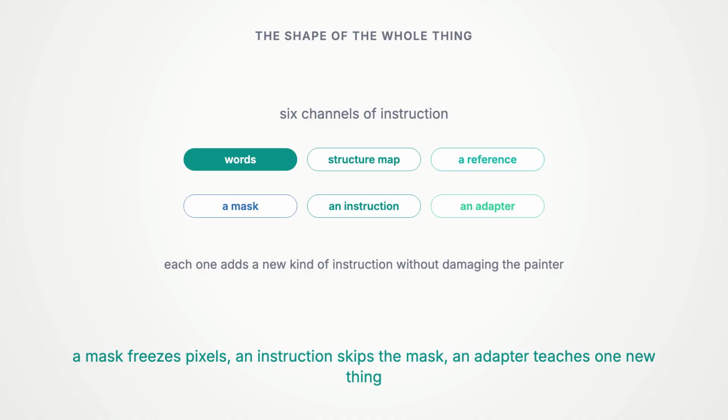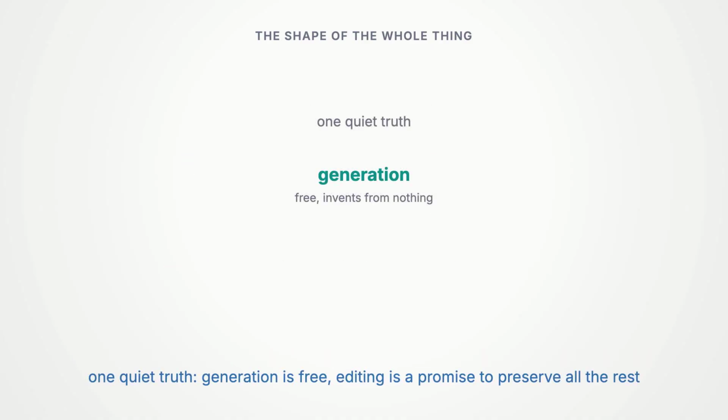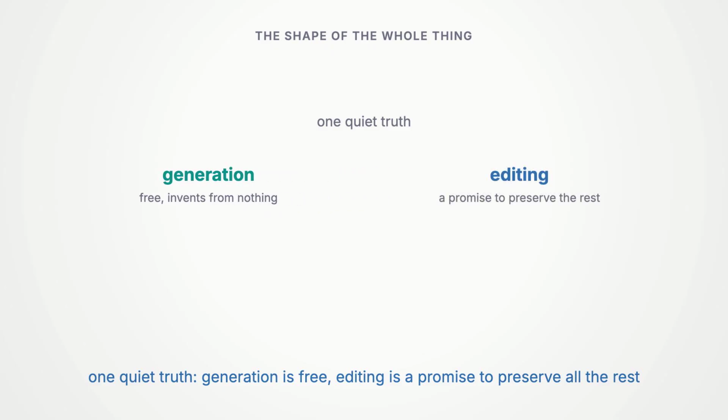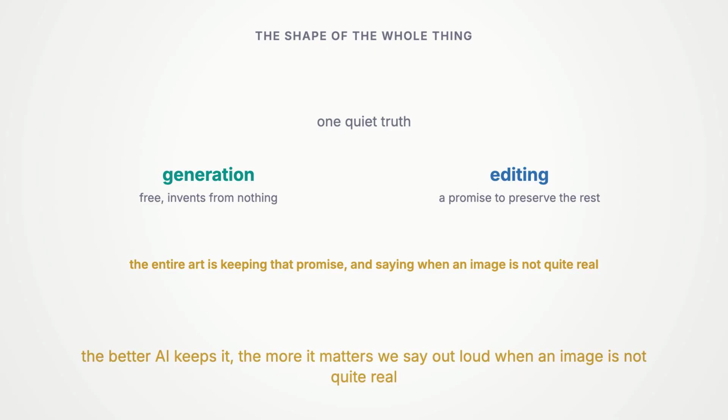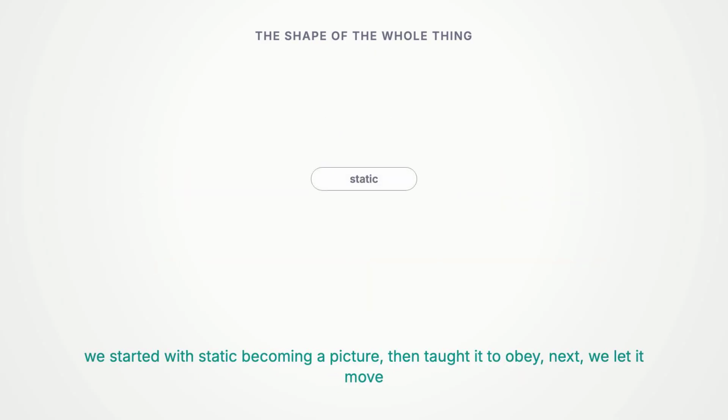Underneath all of it, one quiet truth. Generation is free. It invents from nothing. Editing is a promise to change one thing and preserve all the rest, and the entire art is keeping that promise. The better AI gets at keeping it, the harder its edits are to see, and the more it matters that we say out loud when an image is not quite real. We started with pure static becoming a picture. Then we taught it to obey. Next, we let it move as we turn to how AI makes video.